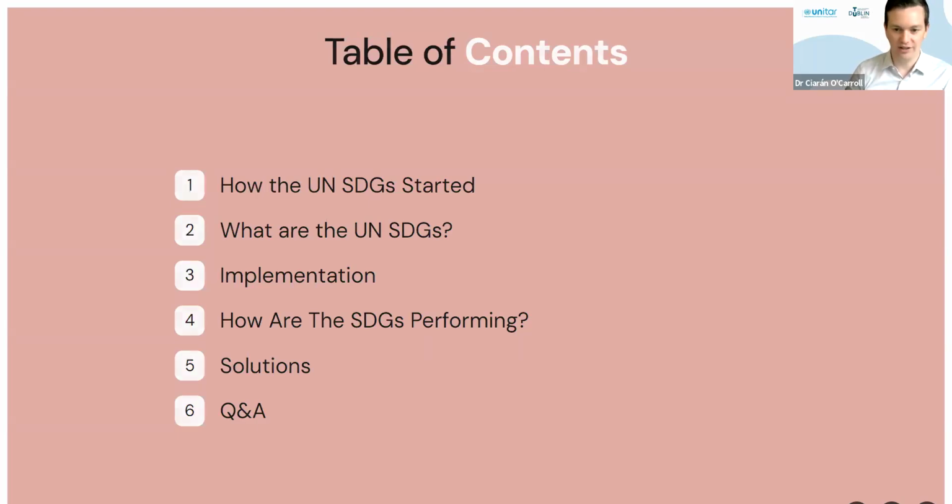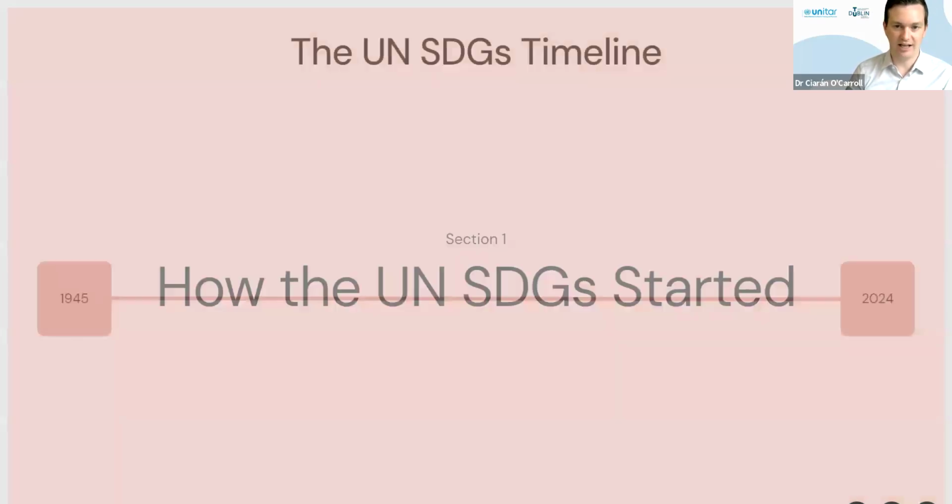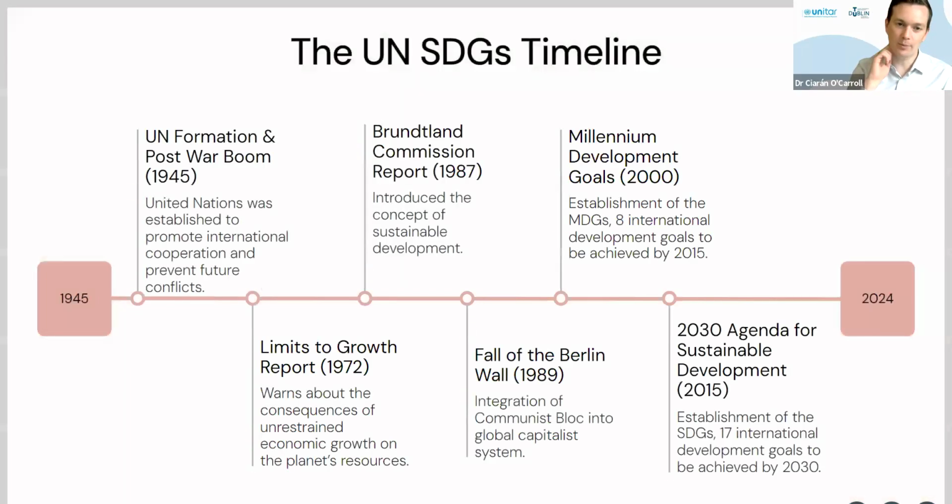So I'm going to start with how the UN SDGs started. Where do they come from? And I'm just going to show one slide, and it's a timeline. So I'm going to talk you through the slide slowly. So the journey starts in 1945.